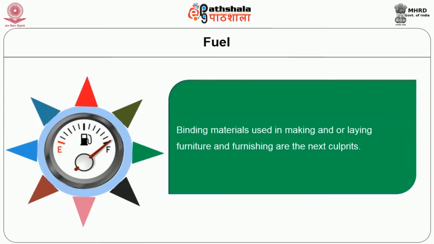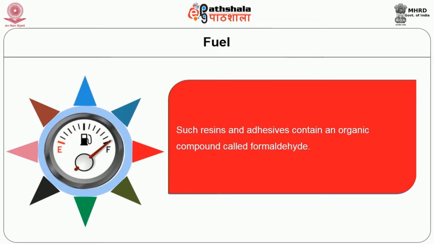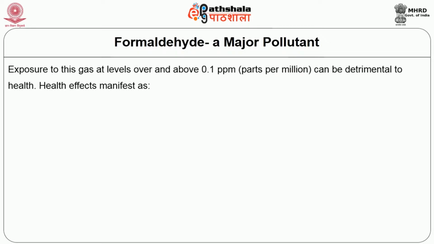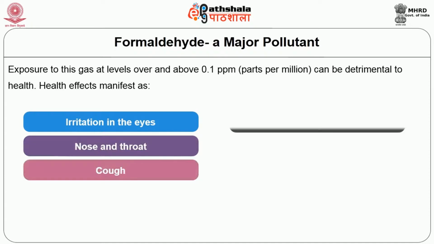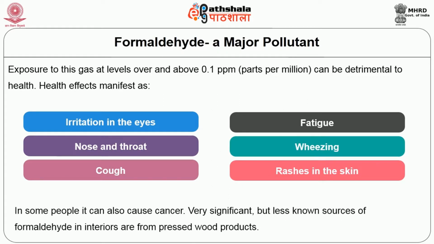Binding materials used in making and or laying furniture and furnishing are the next culprits. Various kinds of resins and adhesives are used in joineries. Such resins and adhesives contain an organic compound called formaldehyde. Formaldehyde is a major pollutant. Exposure to this gas at levels over and above 0.1 ppm, that is parts per million, can be detrimental to health. Health effects manifest as irritation in the eyes, nose and throat, cough, fatigue, wheezing, rashes in the skin and other allergic symptoms. In some people, it can also cause cancer.